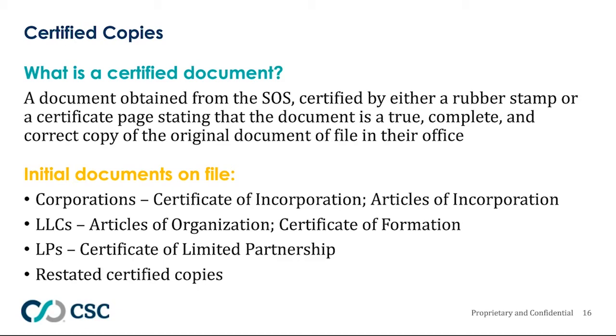It takes different names depending on the type of business entity it is. Corporations might file a certificate of incorporation, as they do in Delaware, or articles of incorporation. For LLCs, their formation document is called articles of organization, or could be a certificate of formation, as it is in Delaware. LPs usually always file a certificate of limited partnership.